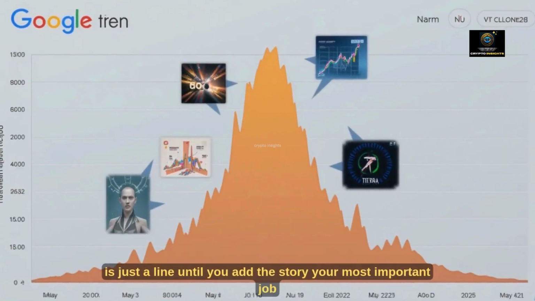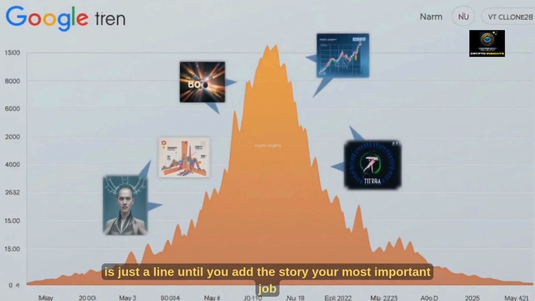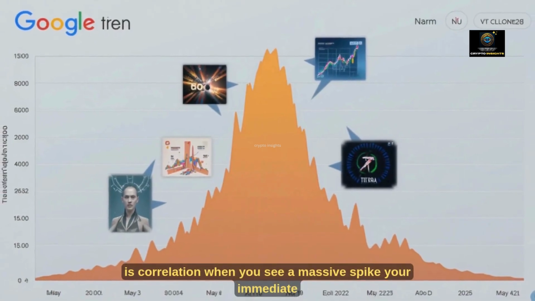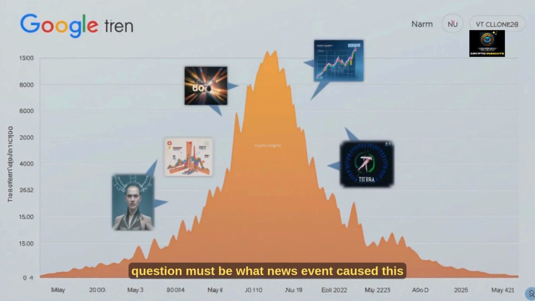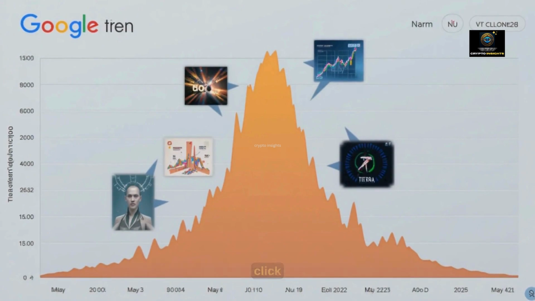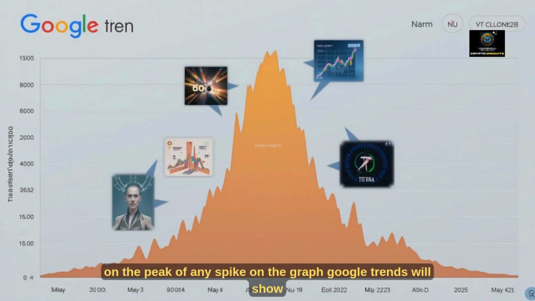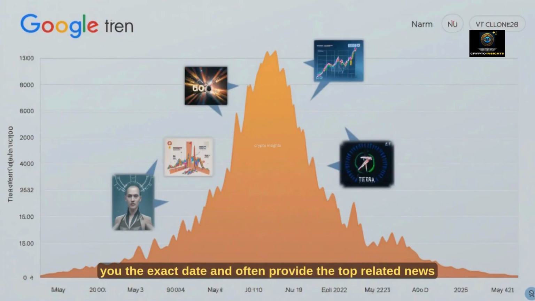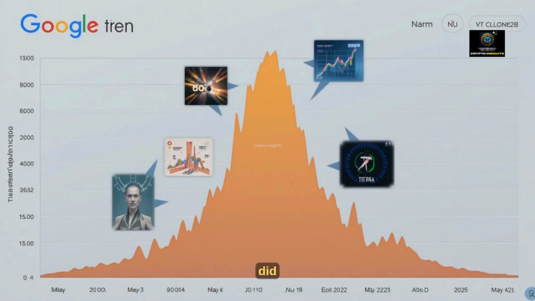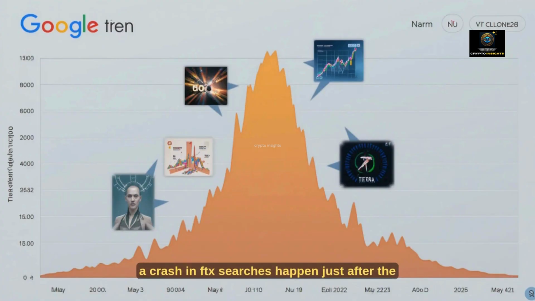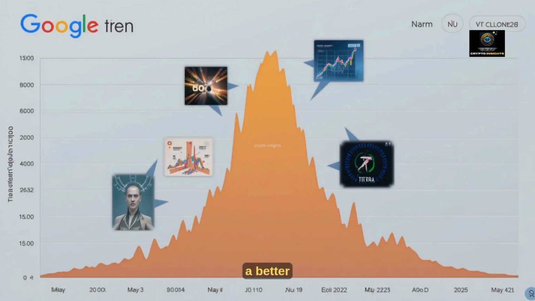A graph is just a line until you add the story. Your most important job is correlation. When you see a massive spike, your immediate question must be, what news event caused this? Click on the peak of any spike on the graph. Google Trends will show you the exact date and often provide the top related news stories from that time. Did a spike in Cardano coincide with a major protocol upgrade? Did a crash in FTX searches happen just after the bankruptcy news broke? This practice trains you to understand what kind of news truly moves public interest and subsequently price.